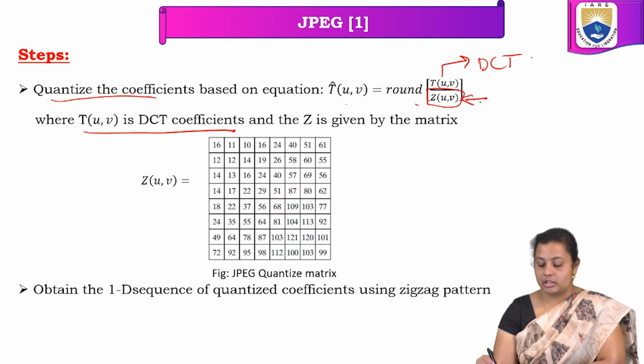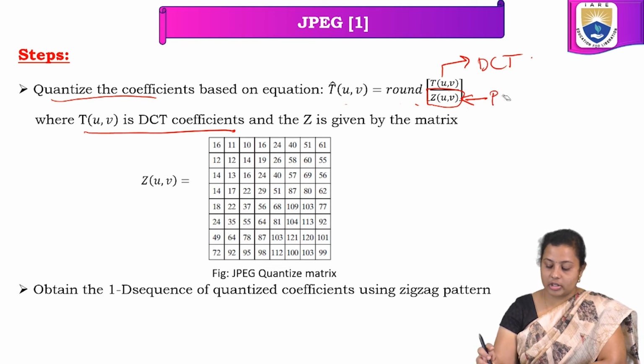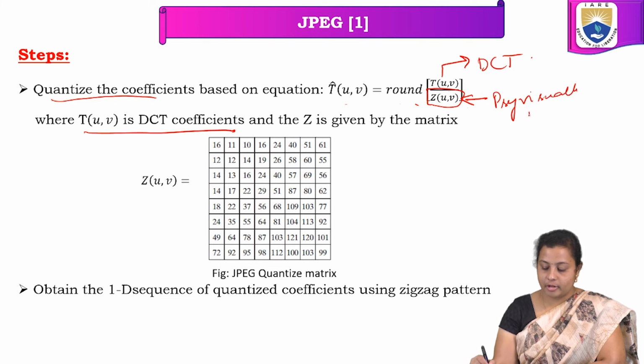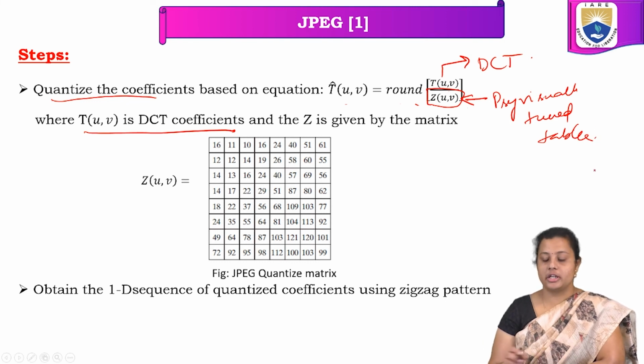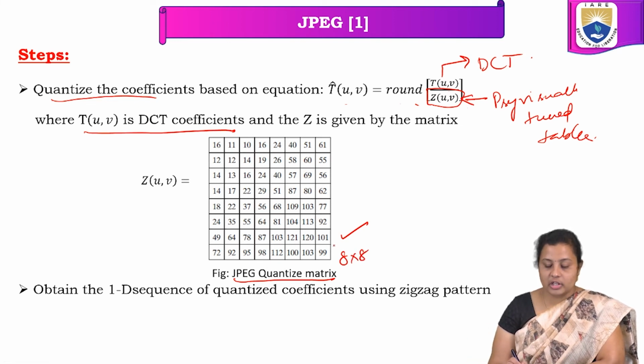It is fixed, and we got it from psychovisually tuned tables. We have read about the psychovisually tuned tables, right? So what is that table? It is an 8x8 matrix. This is called the JPEG quantization matrix. It is 8x8 because our subimage size is 8x8. So we have an 8x8 quantization matrix where each value is specified, and these values are called Z of u comma v.